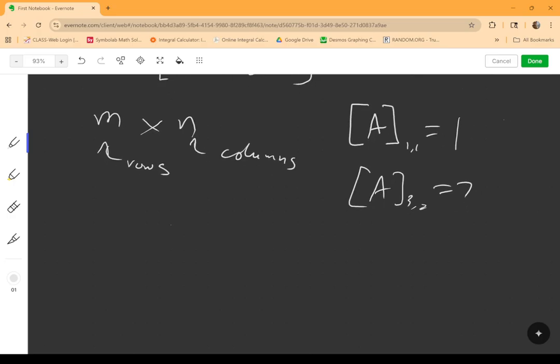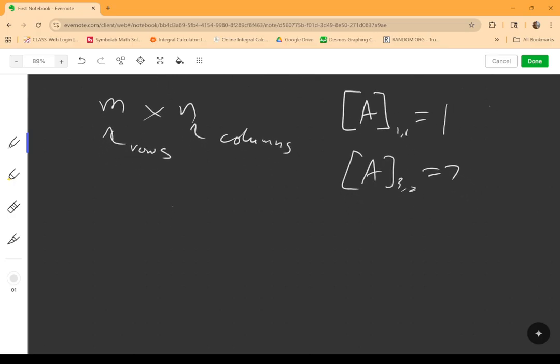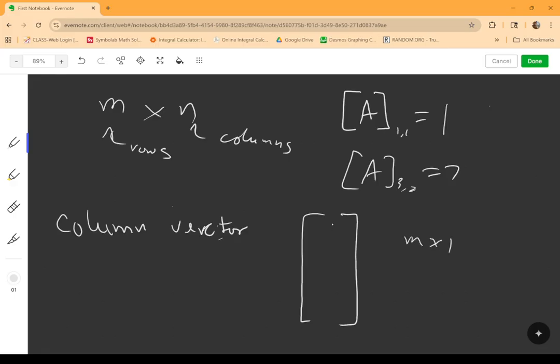So this is a matrix, along with column vectors. A column vector is just a vector. Essentially, you can think of it as an m by 1 matrix, with entries A1, A2, etc., up to A sub n. So a vector that looks like this.